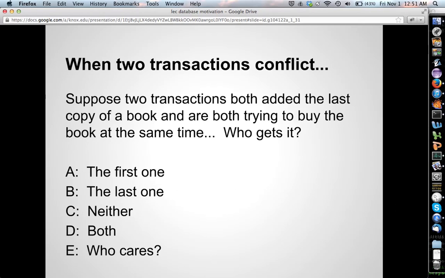So here's a question about these sort of conflicting transactions. Suppose we have two transactions and they've both added the last copy of this book to their shopping cart, and they're both trying to buy the book at the same time. The question is, who actually gets the book? Is it the first transaction that added the book to the shopping cart, the last one that added it to the shopping cart? Did neither of them get it for whatever reason, or do both of them get it, or do we not care? I'll give you a chance to answer that on Moodle.